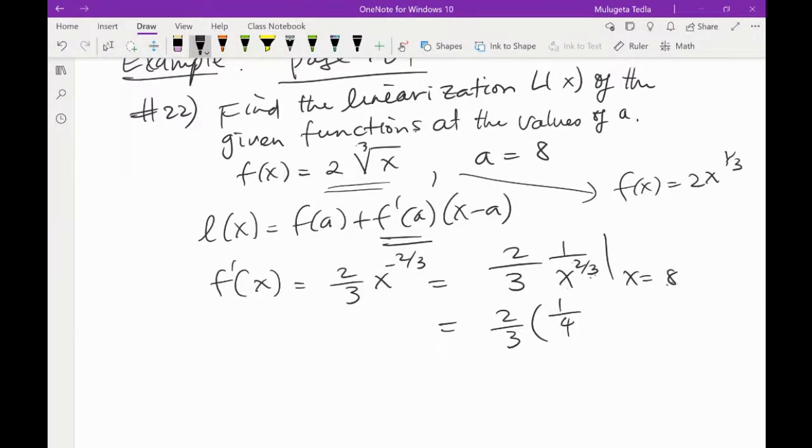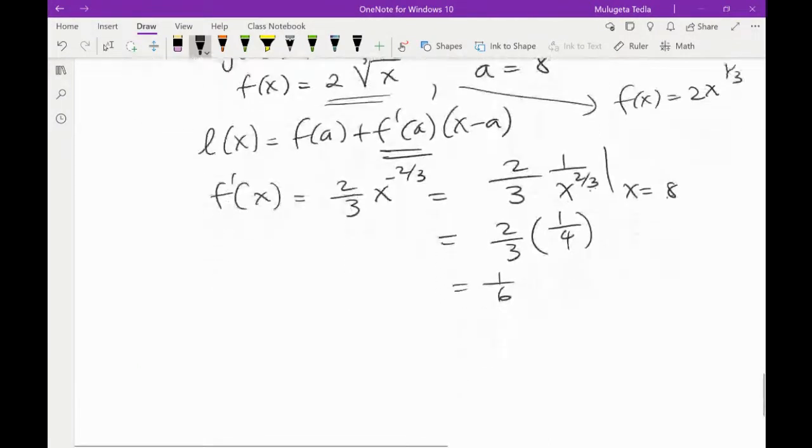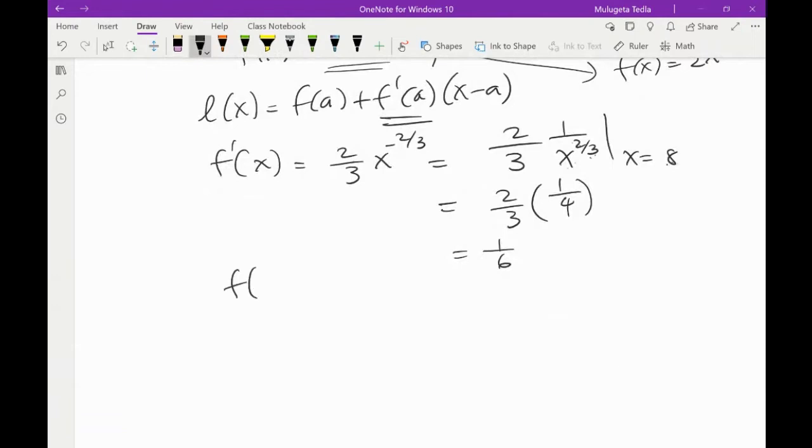The cube root of 8 is 2. 2 squared is 4. So that's 1 over 4. Here it is actually 1 over 6, is it? Okay. What is f at a? F at 8. I'm going to need f at a there too.